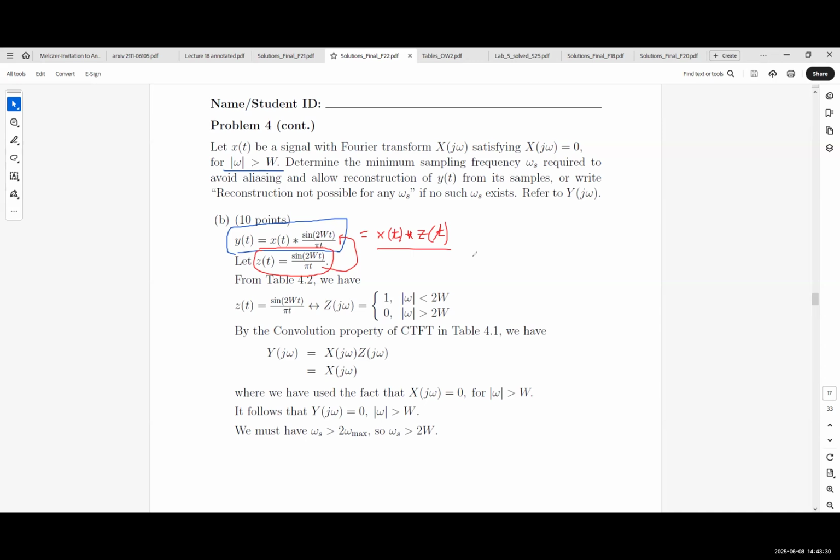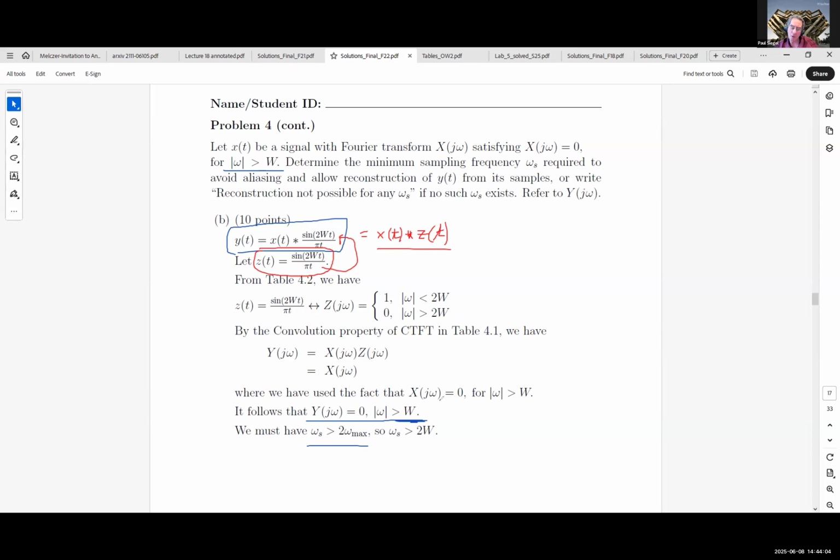Could you go over where the logic of the last few sentences comes from, like the omega s greater than 2 omega max? When you say the logic of it, what do you mean? The omega max of y is W, right? That's what this told us. Oh, so we're just applying the Nyquist rate rule. Yeah, this is just applying that.